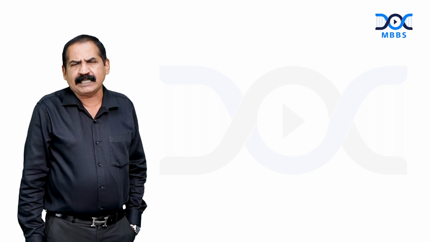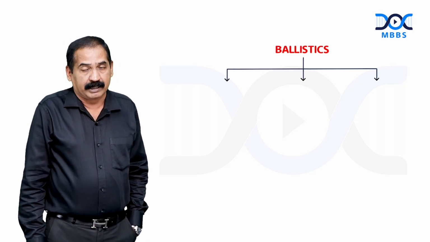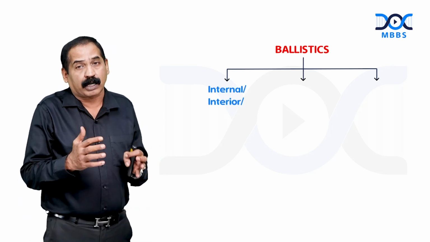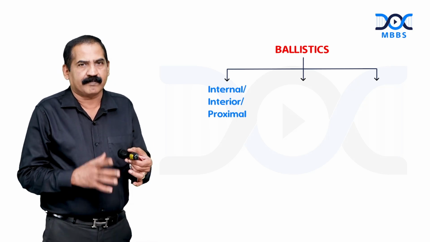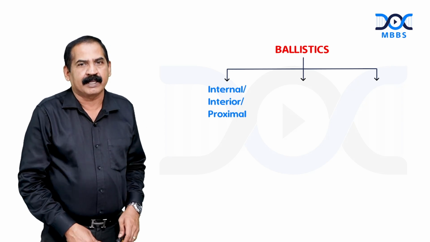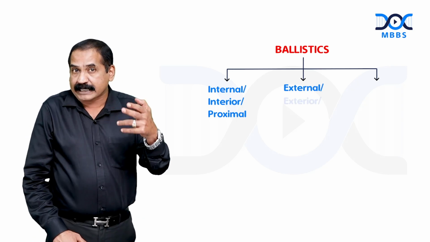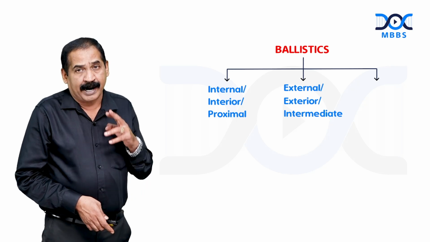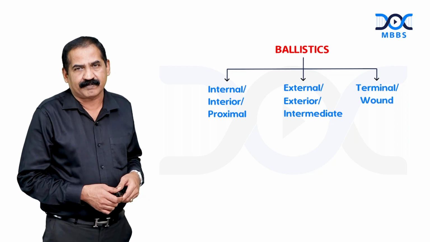Now, ballistics is broadly classified under three headings. Number one, internal ballistics or interior ballistics or proximal ballistics. Say for example, if this is the gun, proximal ballistics is about the gun. I will explain. Number two, external ballistics or exterior ballistics or intermediate ballistics. And number three, terminal ballistics or wound ballistics.